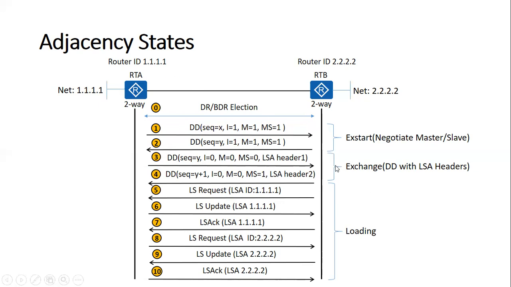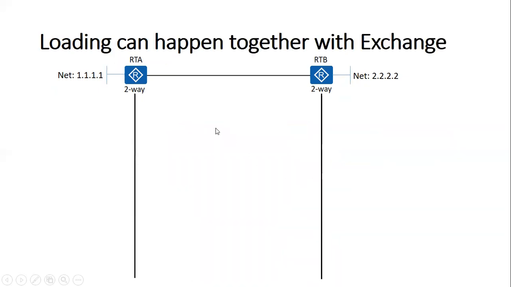Now, from this diagram, the process I have described seems as if the OSPF router has to wait for the exchange process to be completed before the loading starts. I did that because I wanted to explain the process. What normally happens in a live network is that the exchange and the loading happen together. Let's see how that happens. We are saying the loading can happen together with the exchange.